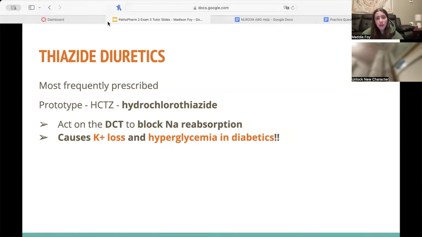So if we're blocking the reabsorption of sodium, we're also going to reduce our water, working on eliminating fluids. With thiazide diuretics, it can cause potassium loss, so that's something to know. And if a patient's diabetic and already has issues monitoring their blood sugar, it can cause hyperglycemia.